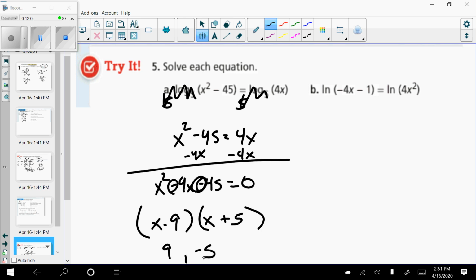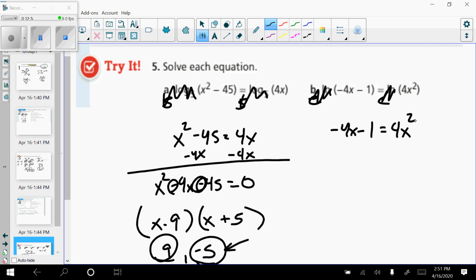And you have to check them. And when you check them, you put them in your calculator. 9 is going to work, but again, -5 is going to be extraneous, because when you put that into the calculator, it's going to give you a negative value, and it's not going to like that. Same thing over here. We can put this to the e power. All that does is cancel this out and this out. -4x minus 1 equals 4x squared.